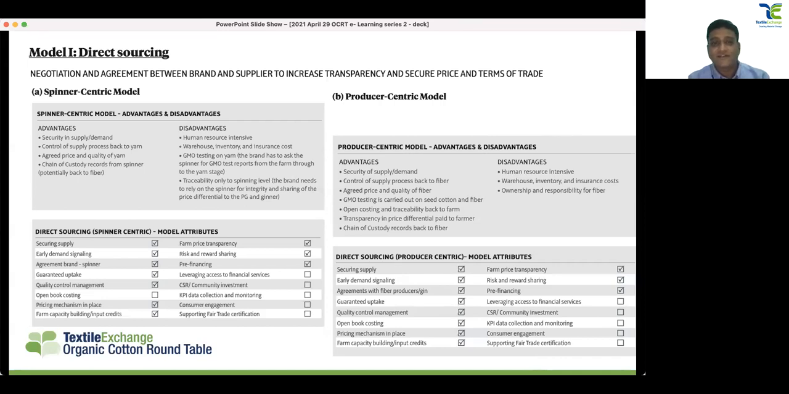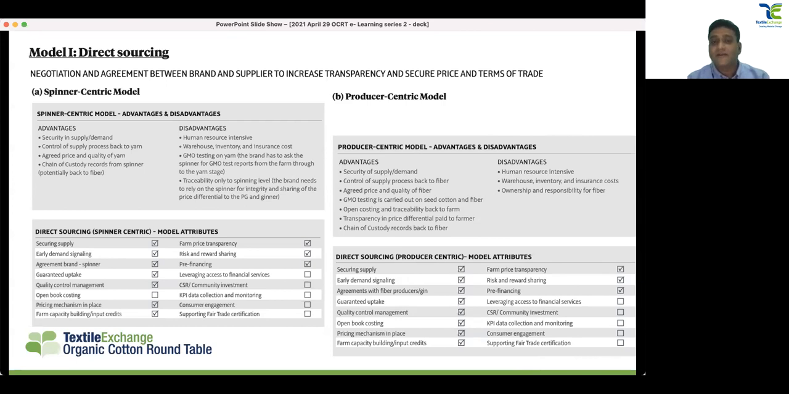So the first one in this direct sourcing model is a spinner-centric model. Most of the brands will say, we only have a direct relation with the garment factory, but we don't have a relation with the fabric mill or even a spinning mill, and because of that, the visibility is not available. Over a period of time, every brand is looking for visibility, which is the very first exercise for traceability. A supplier mapping is very important.